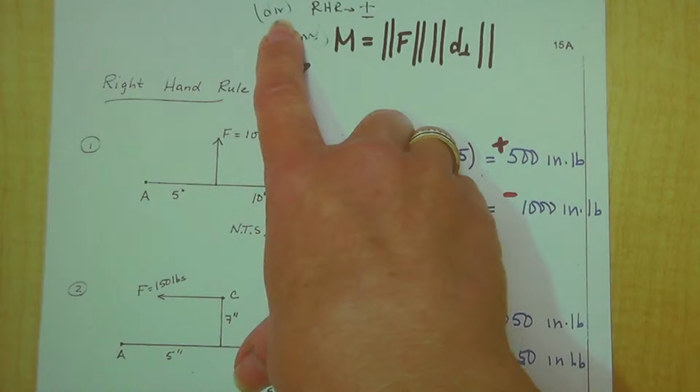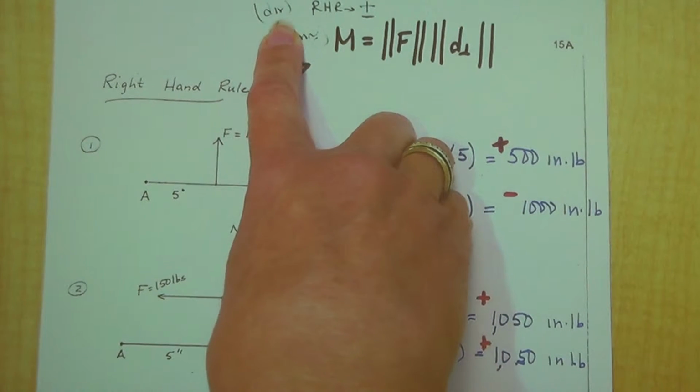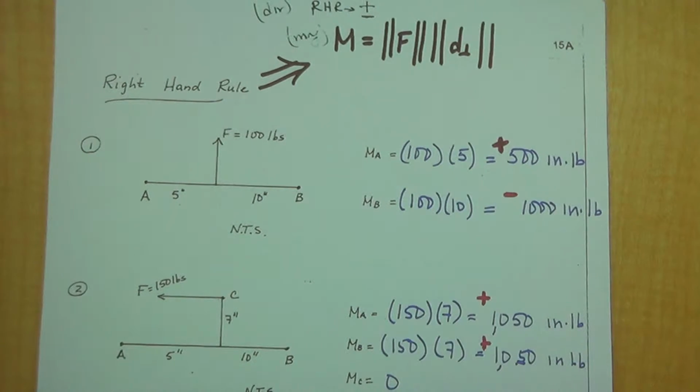Eugene, how do I find the direction, whether it's positive or negative? The right hand rule. I use my right hand rule.